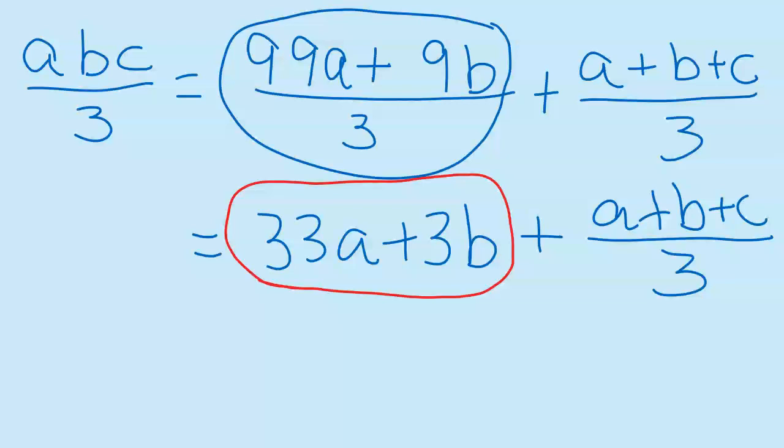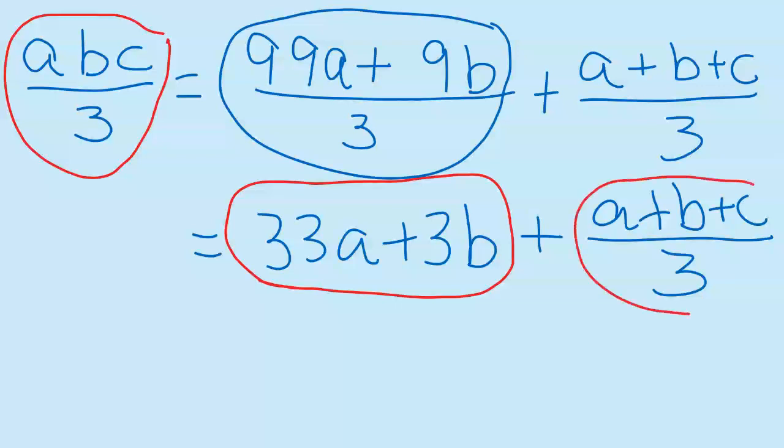And so we can look at the entire problem now as being this. We've got a number ABC and we want to know if it's divisible by 3. And what we have found is that it's equal to 33 times the hundreds digit plus 3 times the tens digit plus an expression that really is the sum of the digits of the number divided by 3.